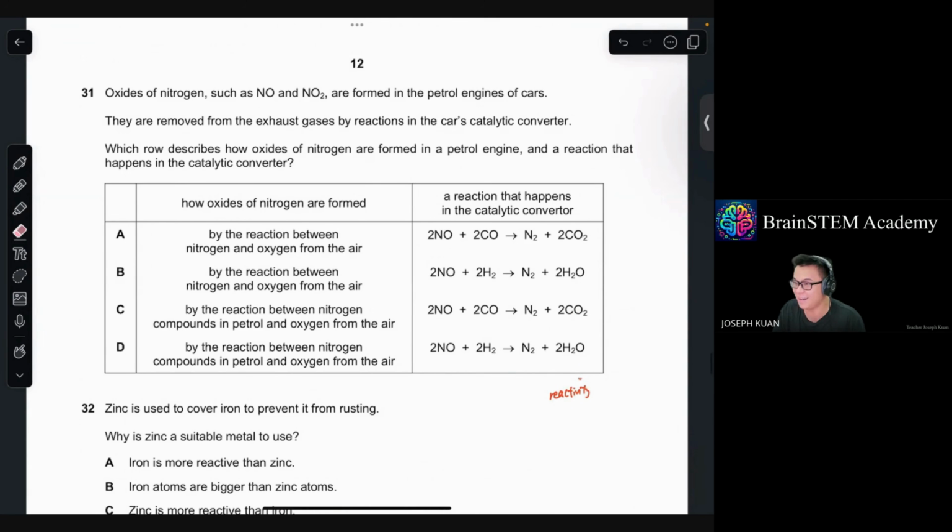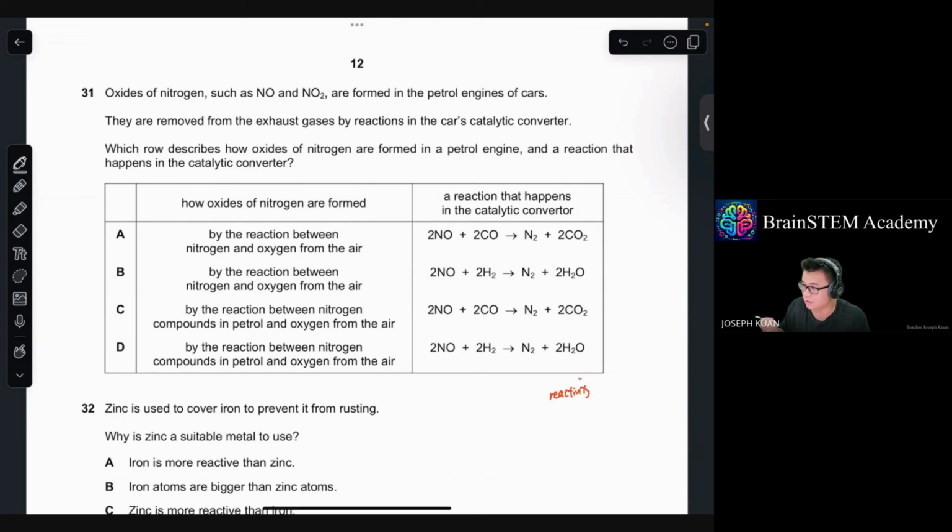Okay, question 31. Oxides of nitrogen, such as nitrogen monoxide and nitrogen dioxide, are formed in the petrol engines of cars. They are removed from the exhaust gases by reactions in the car's catalytic converter. Which row describes how oxides of nitrogen are formed in a petrol engine and a reaction that happens in the catalytic converter? All right, what happens in a catalytic converter?